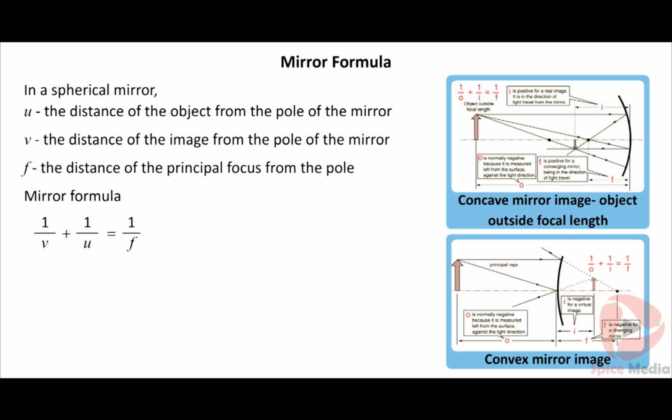This formula is valid in all situations for all spherical mirrors for all positions of the object. You must use the new Cartesian sign convention while substituting numerical values for u, v, f and r in the mirror formula for solving problems.